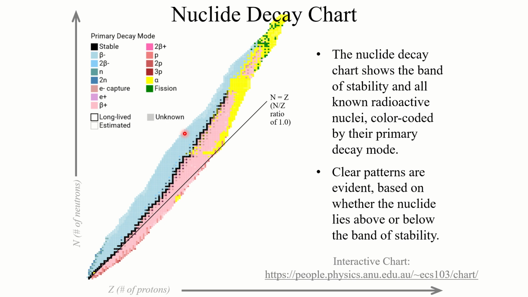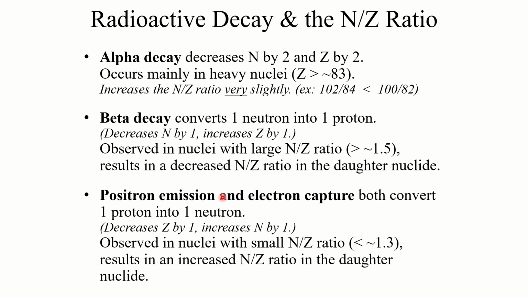Increase the number of protons. So that's why these here that have these high N to Z ratios are likely to undergo beta decay. They'll decrease the number of neutrons and increase the number of protons to try to get closer to this band of stability. And then finally, positron emission slash electron capture.